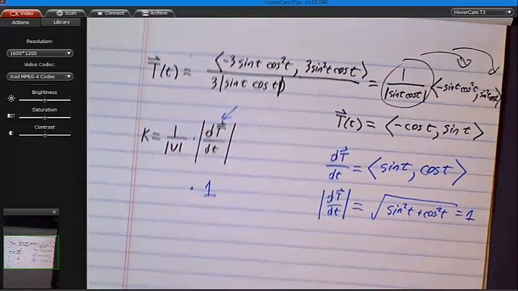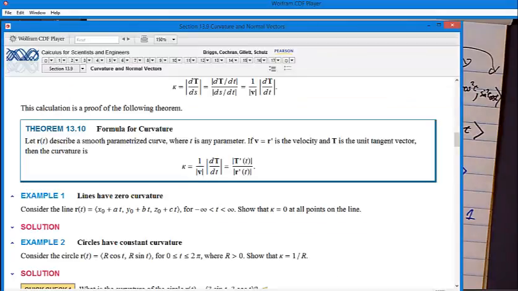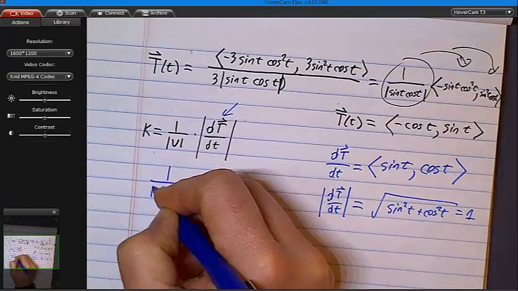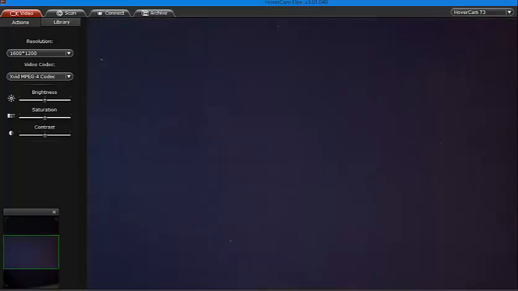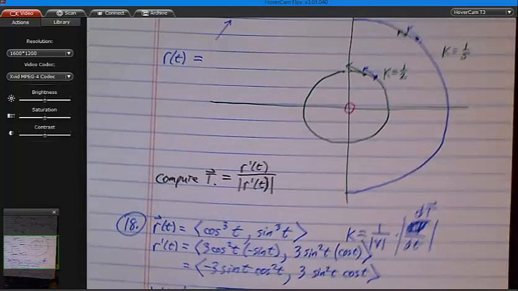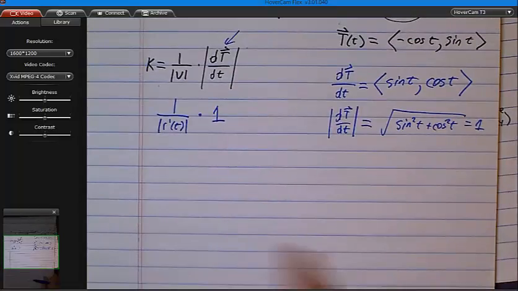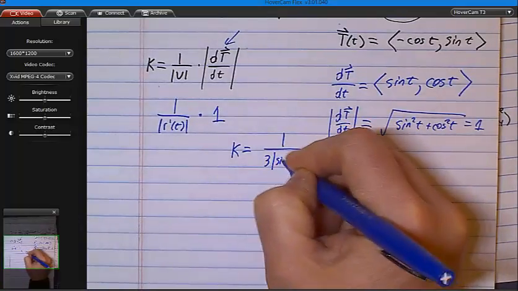And so now what I really need to do here is I just need to say that the curvature is 1 over the magnitude of v, and v stands for what? The velocity, right? The velocity vector, which is the same as 1 over the magnitude of r prime of t, right? Which I think we have on the previous screen, right? Because r prime was one of the first things we computed when we wanted to get T, right? We did r prime, we even did the magnitude, right? Yeah, it's this. 3 times the absolute value of sine t cosine t. And so I guess what I need is well, 1 over that, right? So my curvature is 1 over 3 times the absolute value of sine of t cosine of t.